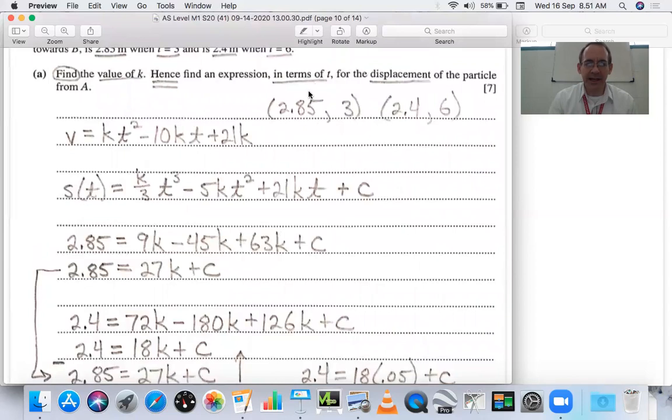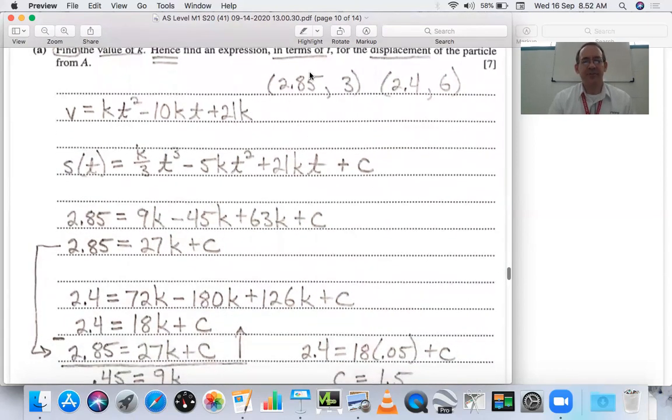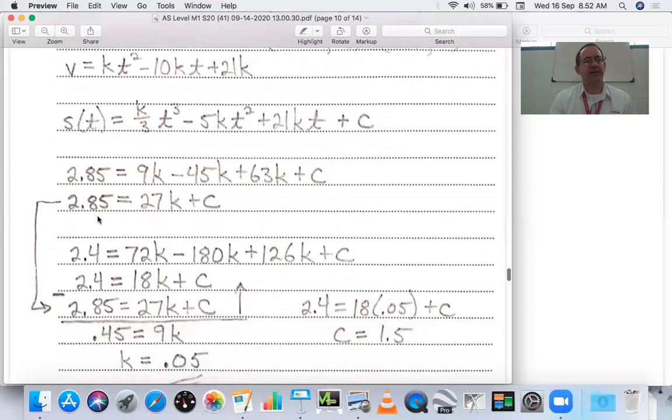And that's why we have 2 different values given for us, because we need to find k and c. So we need simultaneous equations. We plug in our 2.85 for the position with a 3 for the time. So 3 cubed is 27, divided by 3 is 9. 3 squared is 9 times 5 is 45. And 3 times 21 is 63. So we have all of these now in k plus c, which gives us 2.85 equals 27k plus c.